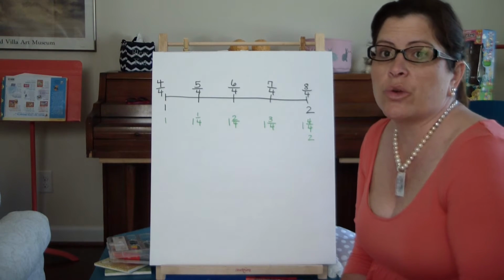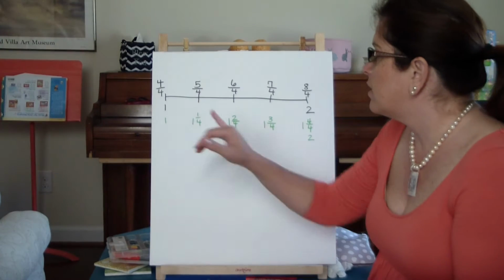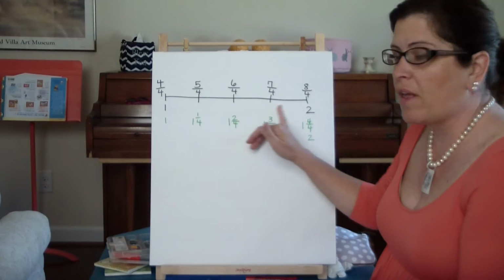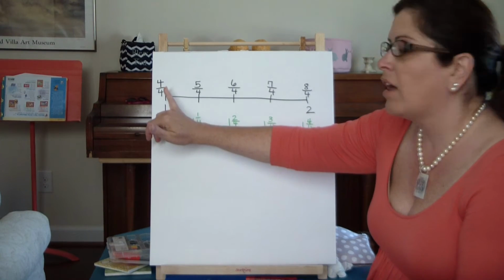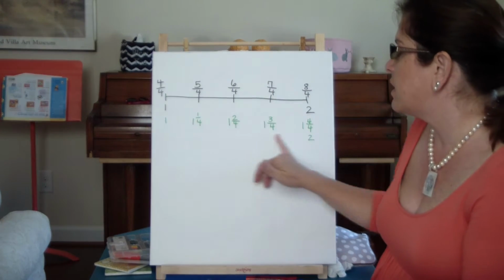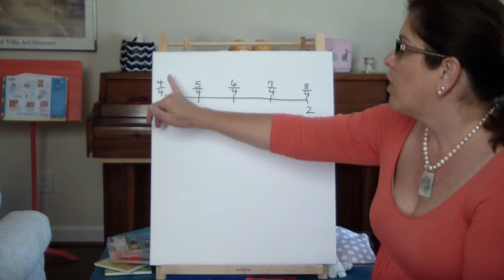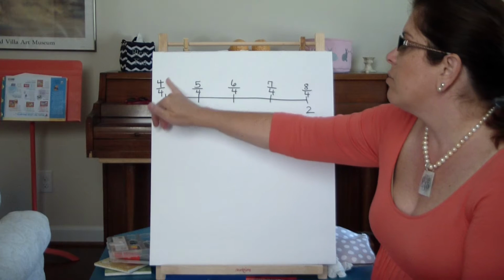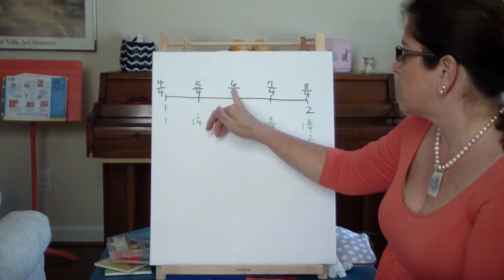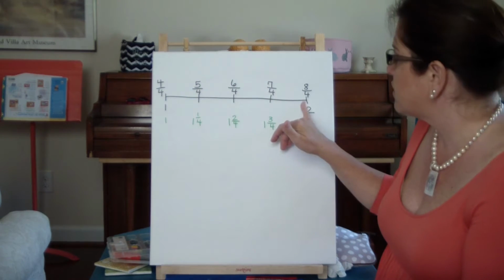Okay guys, so what we've been doing is looking at numbers on a number line, right? With improper fractions and mixed numbers. You remember that we have something between 1 and 2. Of course, 1 is 4/4, but then we have 5/4, 6/4, 7/4, and 8/4.